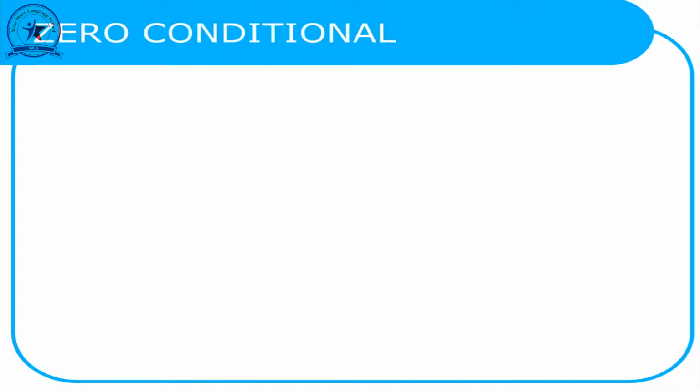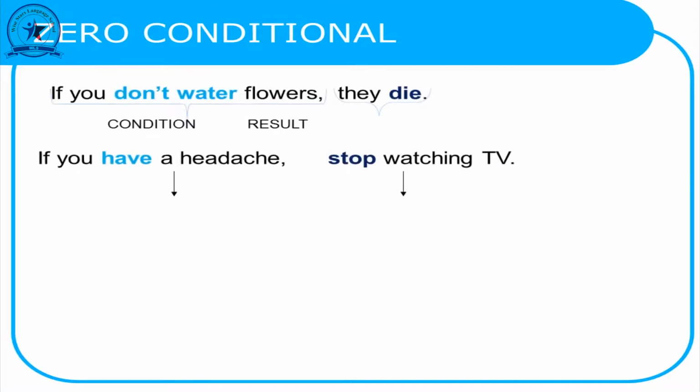As we said, today we're going to talk about the zero conditional. If you don't water flowers, they die. So, the result of dying depends on the condition of not watering the flowers. Because I'm talking about a fact, I will use zero conditional.